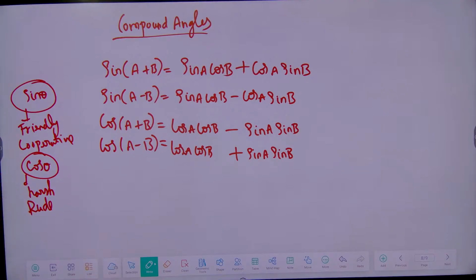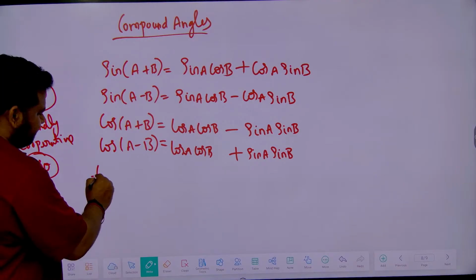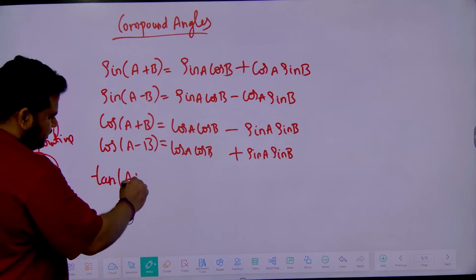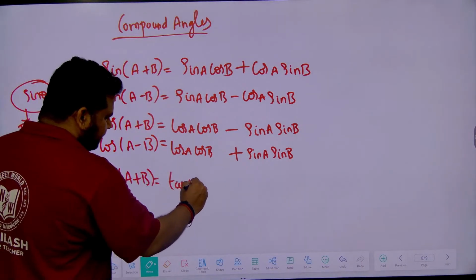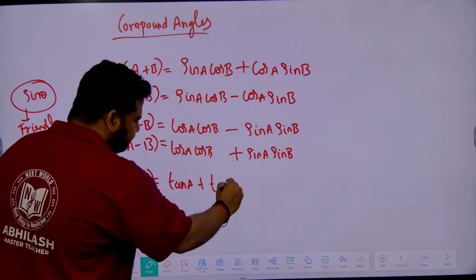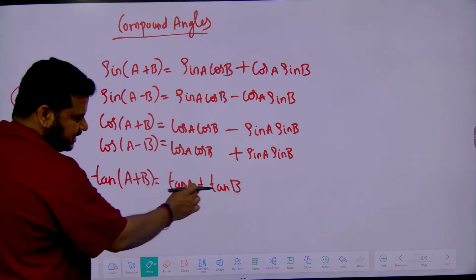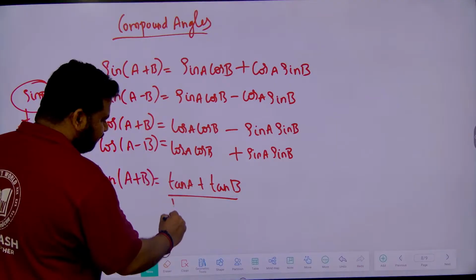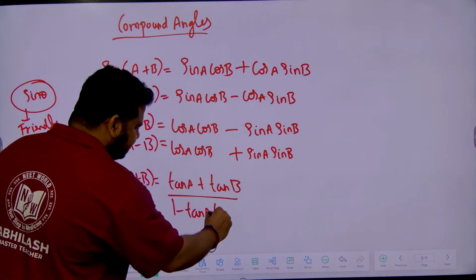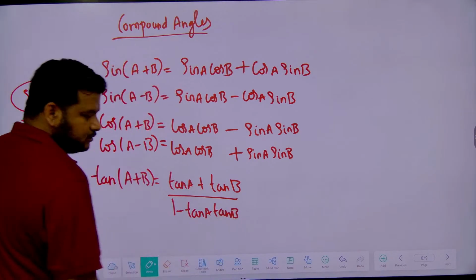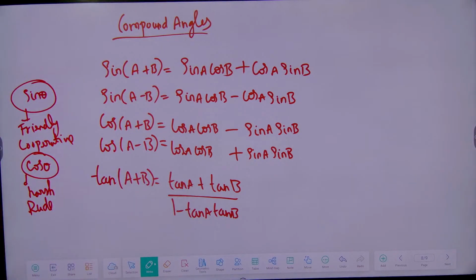Then we have to know for tan also. If you look at tan, tan of A plus B, what will you do? Tan A plus tan B, you will write it, but divided by 1 minus. Here plus means here it will become minus: 1 minus tan A tan B. Tan A plus tan B divided by 1 minus tan A tan B.